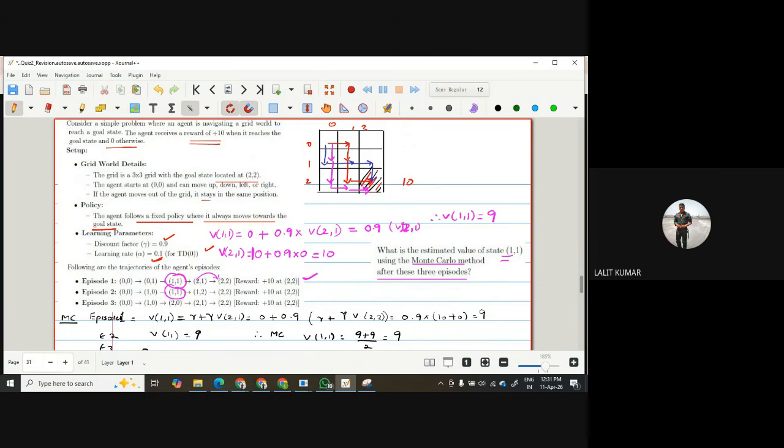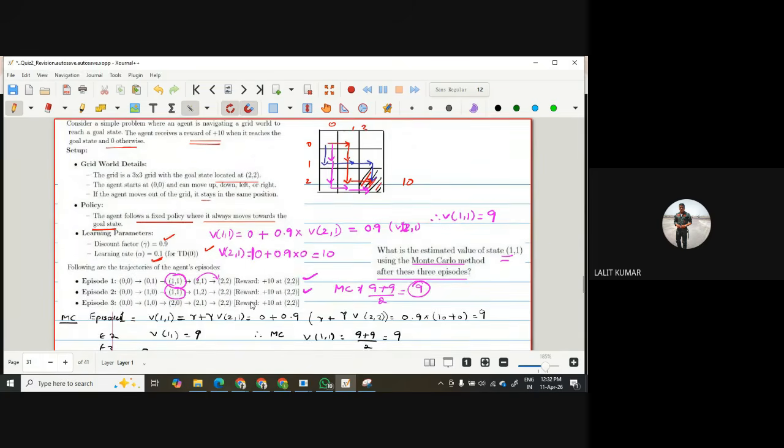Is this clear with everyone? Yes, sir. Okay. Similarly, in the second episode, it will become 9. And in the third, 1,1 is not there. So for the MC method, it will become (9 plus 9) divided by 2, which is equal to 9. Is that okay? The question looks lengthy, but if you understand the concept, it is very short and very easy to solve.